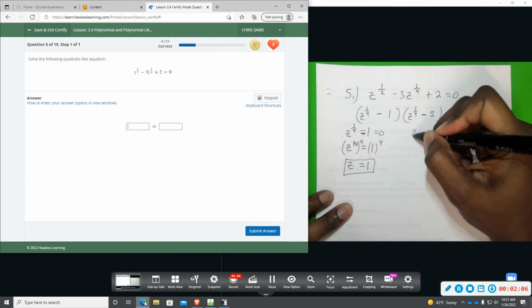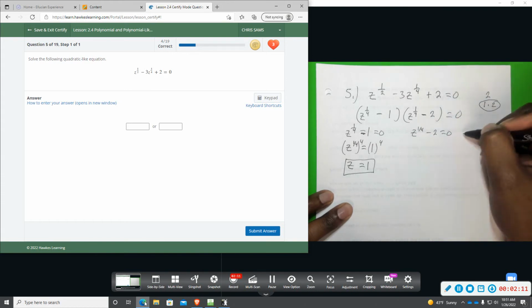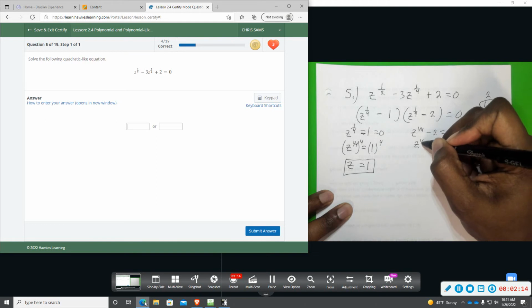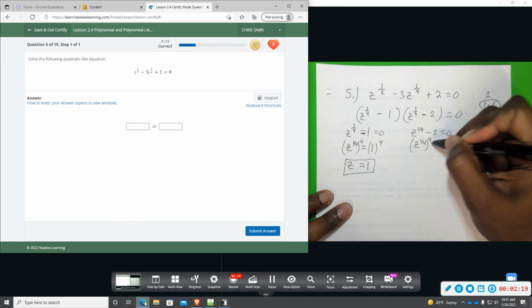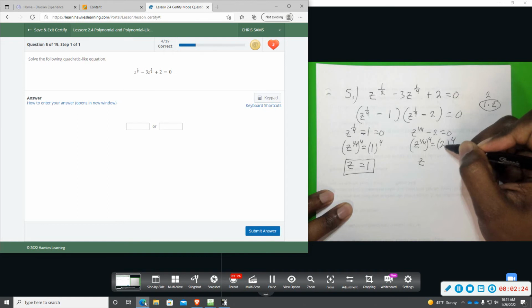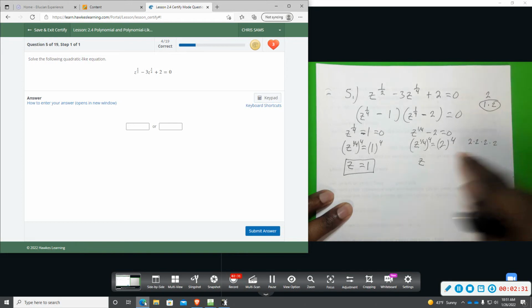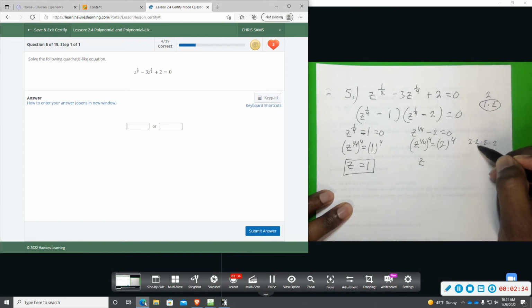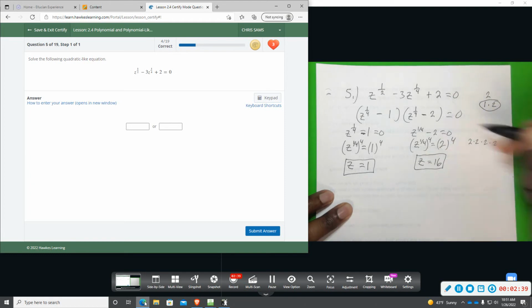And then over here, z to the 1/4 minus 2 equals 0. Add 2. Z to the 1/4 equals positive 2. We're going to raise this to the 4th power. And then that's going to give us z equals 2 times itself 4 times. It's not 2 times 4, it's 2 times 2 times 2 times 2. So if you put 8, you're going to get it wrong. That's a common mistake. But 2 times 2 is 4, times 2 is 8, times 2 is 16. So we get 16 here. So the answer is 1 and 16.